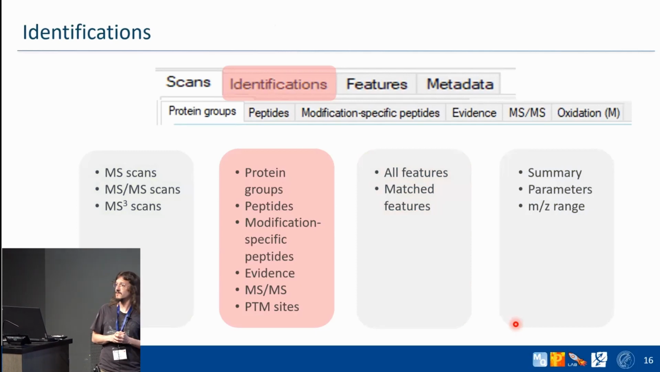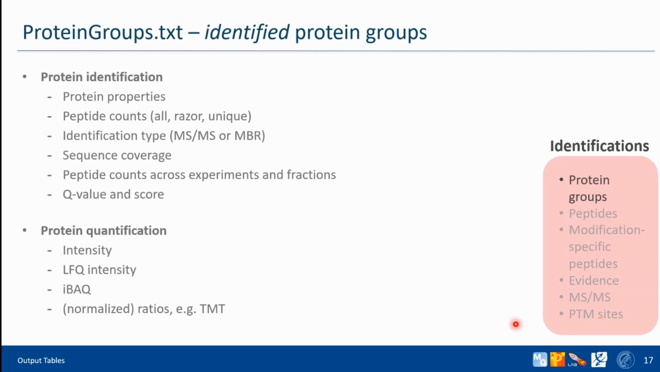These are the biological information. I'm not saying it's the only interesting information, but the most interesting one, because here you see the proteins, you see the modifications and everything. Usually you will then analyze the output from identifications. So what do we have? Let's start with the most basic one, protein groups. You will have a CSV file, a table, with the information about which protein group was identified.